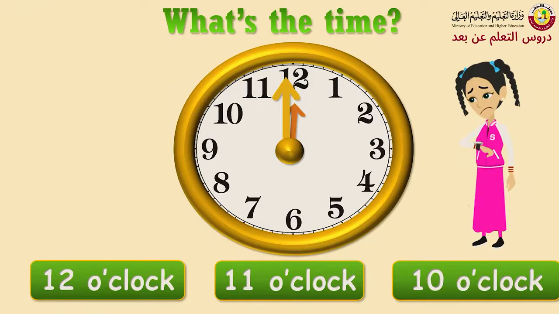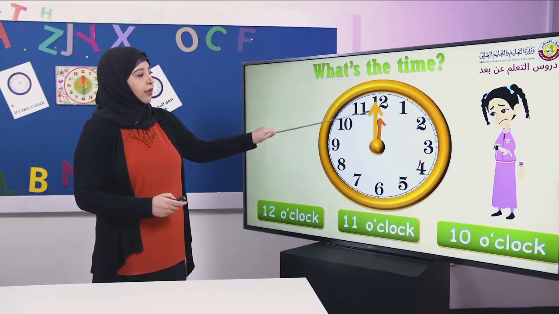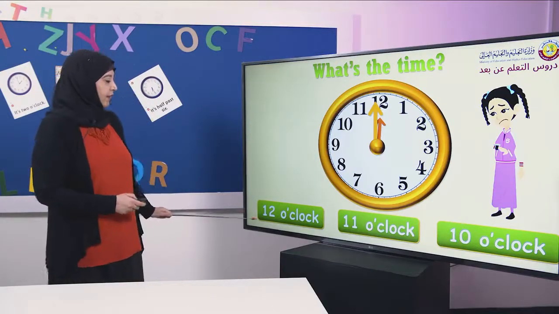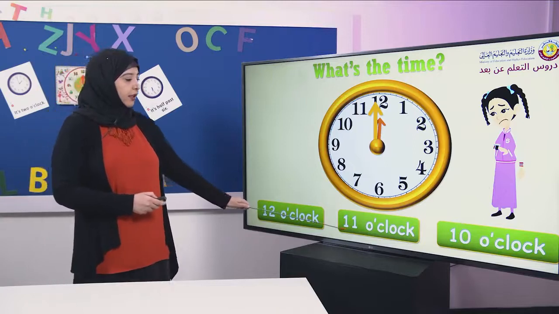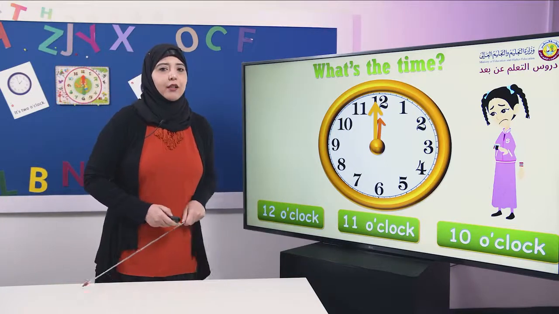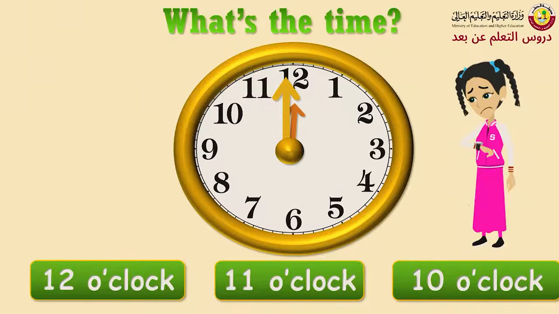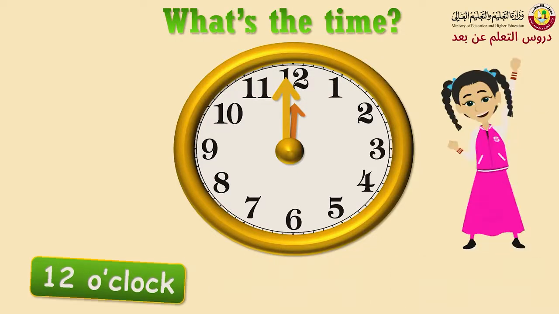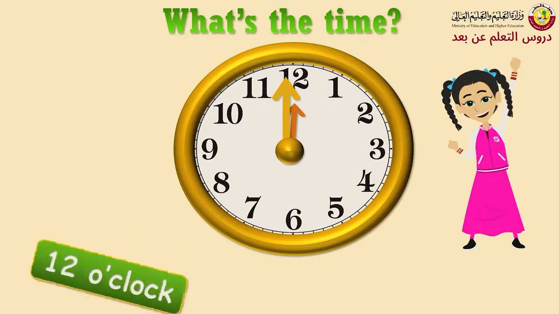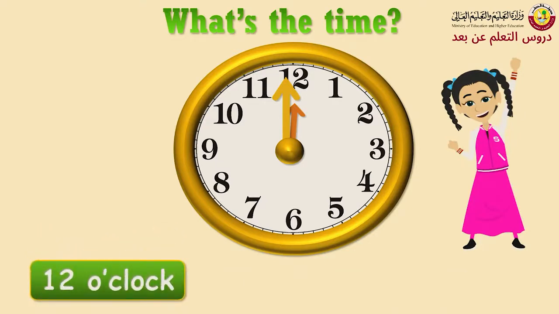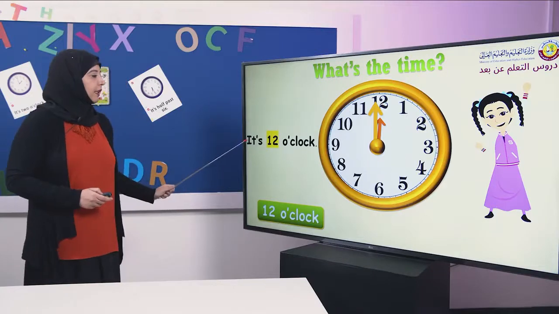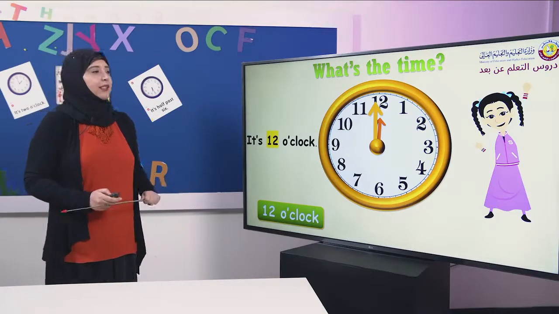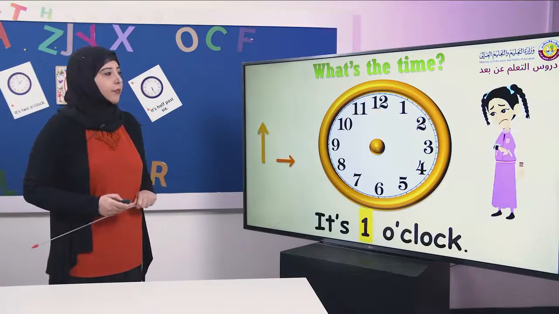Again, we will help our friend Sarah. What's the time? Look at the short hand. Look at this number we have here. 12 o'clock, 11 o'clock, or 10 o'clock. Let's think. It's 12 o'clock. Now our friend Sarah is happy.